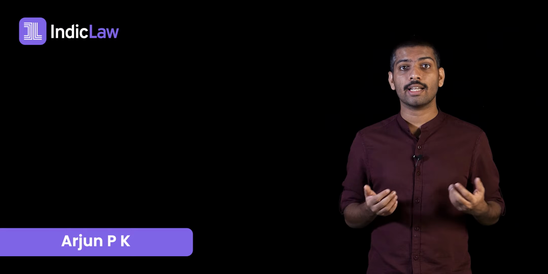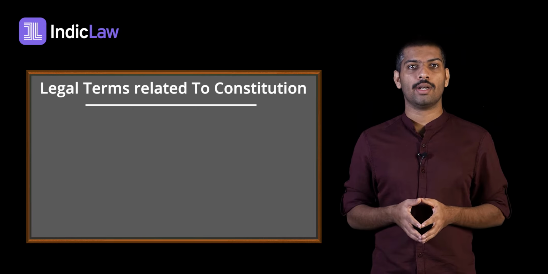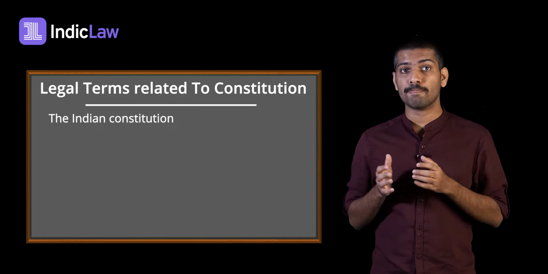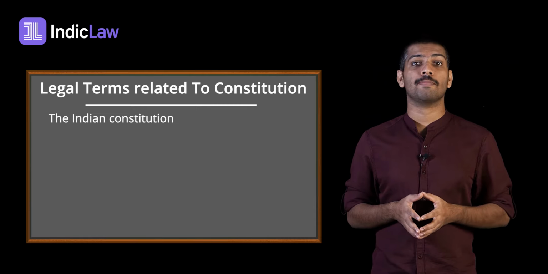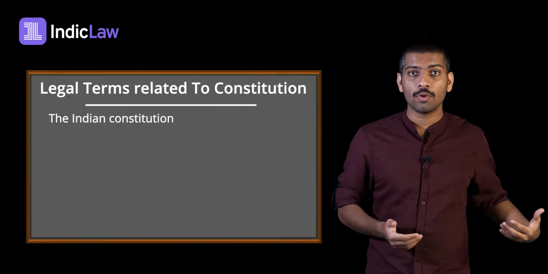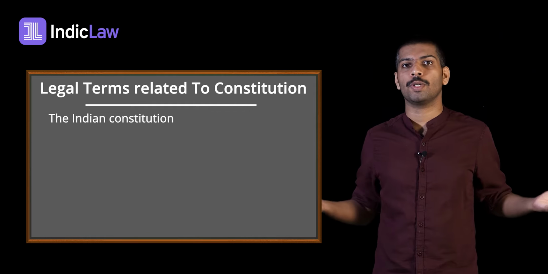Let's explore the fine difference between various jargons that are used in constitutional discourse. Let us consider the first one, the Constitution of India. The Constitution of India is a specific legal document drafted and adopted by the Constituent Assembly in 1949. As mentioned earlier, this entered into force on 26 January 1950 and continues to govern us as the supreme law.